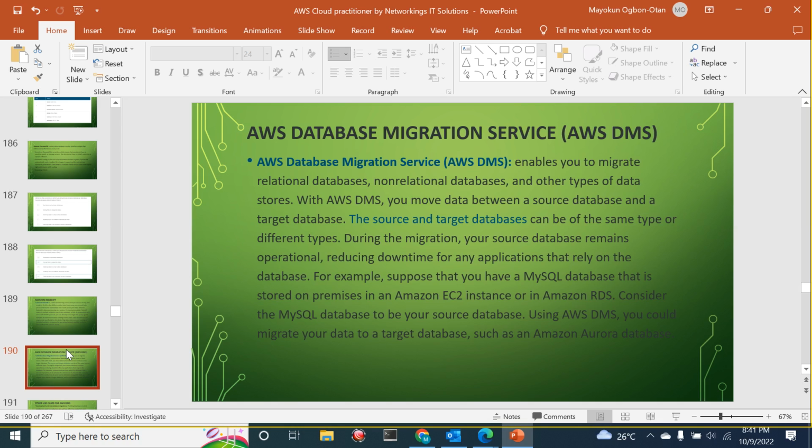Now, do you know that it's possible to have a relational database on-premise and you want to migrate to a non-relational database in the cloud, right? That's one type of migration. And you can have a relational database on-premise and also want to migrate to a relational database in the cloud. That's also another kind of migration. So we're going to look at the two. Ms. Vera, continue. During the migration, your source database remains the operational source. Okay, fantastic. Continue.